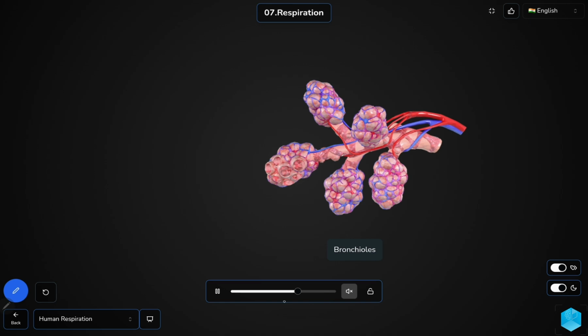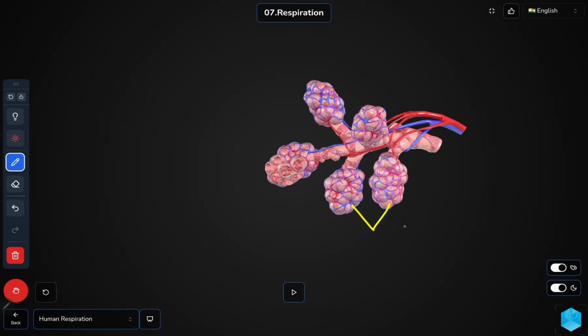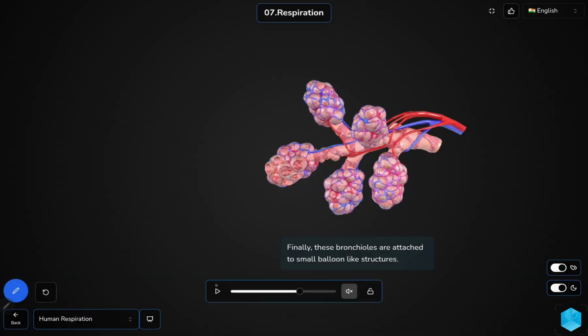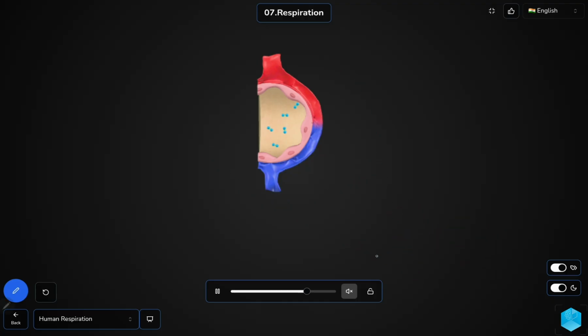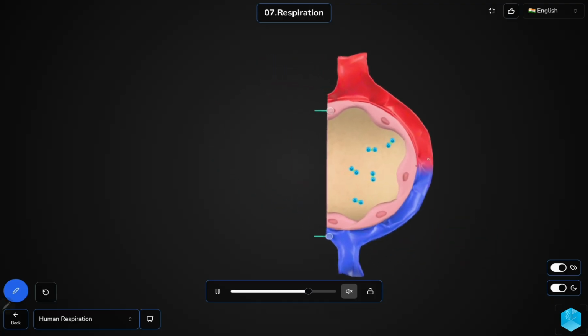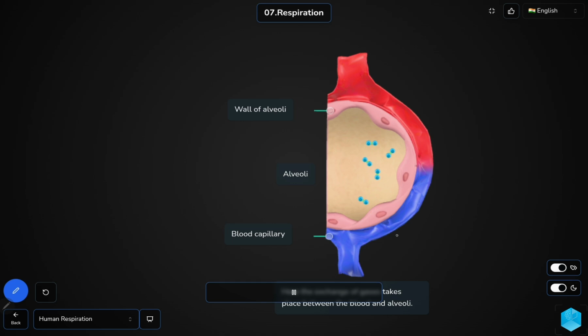Now these bronchi again divide further into branches called bronchioles, and each branch has bulb-like structures. You can see these bulb-like structures, called alveoli. These alveoli are small balloon-like structures, and only here does the exchange of gases occur. These alveoli are richly supplied with blood vessels, and the exchange of gases occurs.